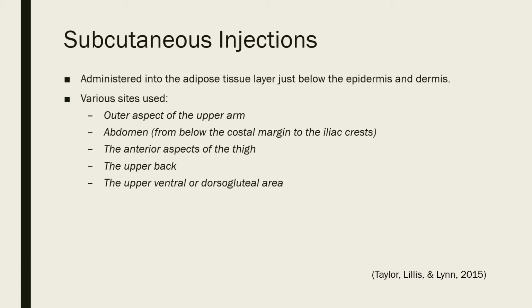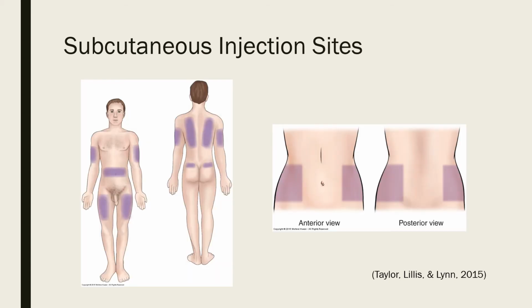So the best places are the outer aspect of the upper arm, the abdomen, avoiding the area around the belly button. You can use the anterior aspects of the thigh, the upper back, or the upper ventral or dorsogluteal area on the buttocks. And so this slide on the left is just showing all of those different sites where most people have enough subcutaneous fat where you can inject medication into it.